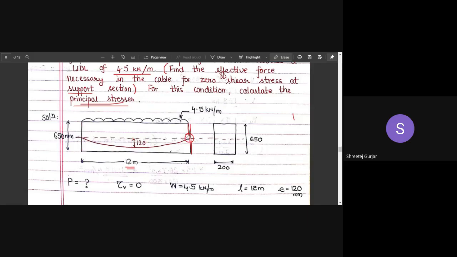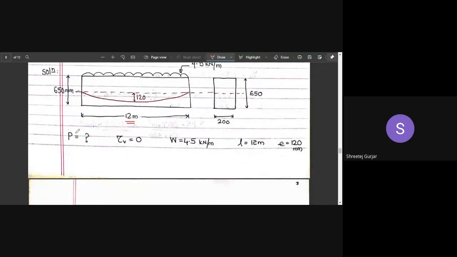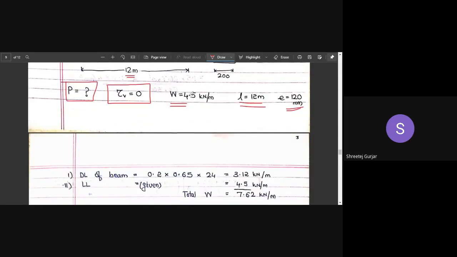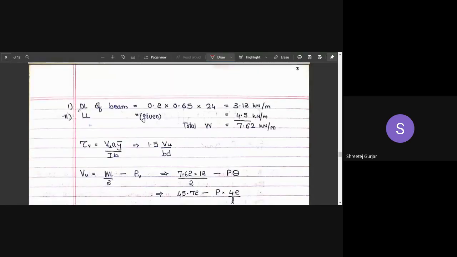Now let us look into the solution. These are the given data. P is unknown to us. Tau V has to be equal to 0. This is the condition that they have given. This is the UDL that is applied, the length of the beam and the eccentricity at the support. But this is not the total UDL. This is only live load. So you have to calculate the dead load and then calculate the total load. So we have to calculate the dead load of the beam.